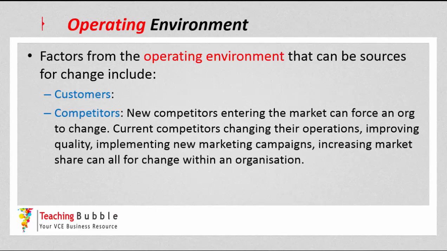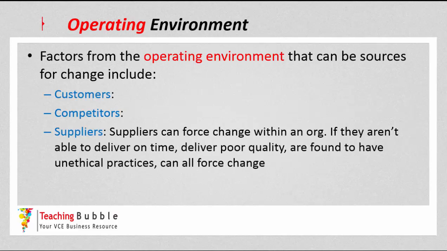Competitors: new competitors entering a market can force change, as can current competitors changing their operations. If a car manufacturer finds a new way to produce a car, which improves productivity, that can force another organisation to change. Increasing market share, implementing new marketing campaigns, all those types of things can put pressure on an organisation to make changes. Suppliers can force change within an organisation if they aren't able to deliver on time or deliver poor quality. It might mean you have to change suppliers if they're found to have unethical practices. All those types of things can put pressure on an organisation.